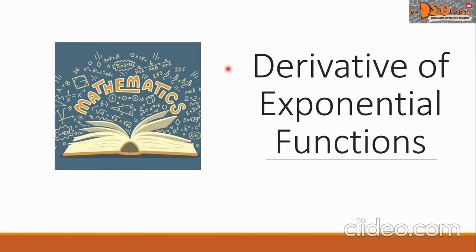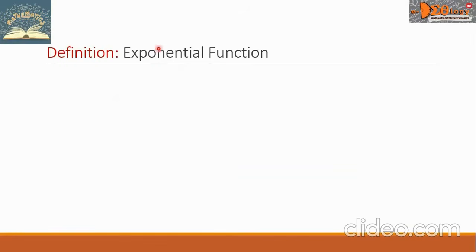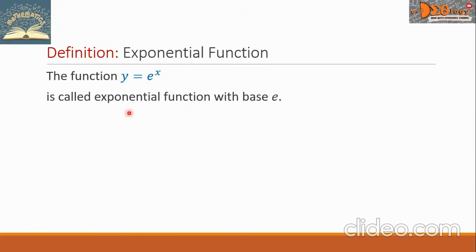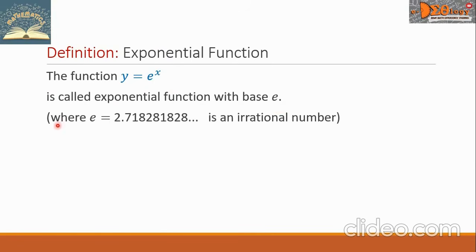Today we're going to study derivative of exponential functions. First, let us define exponential function. The function y equals e raised to x is called exponential function with base e, where e is equal to 2.718281828 and so on, and this is an irrational number.